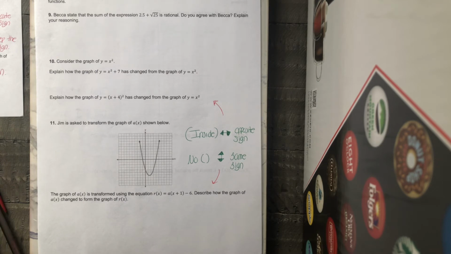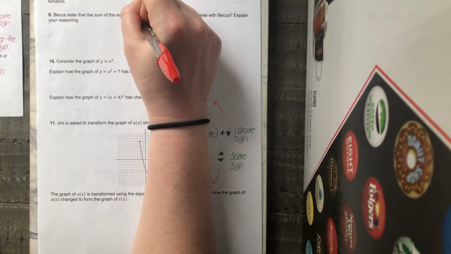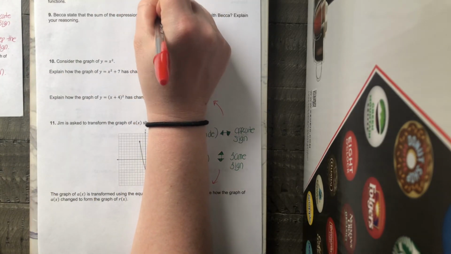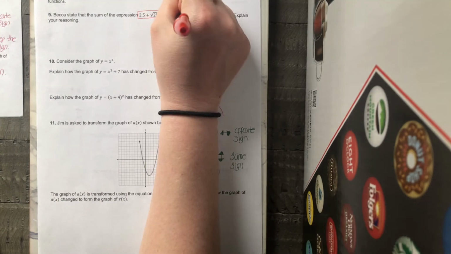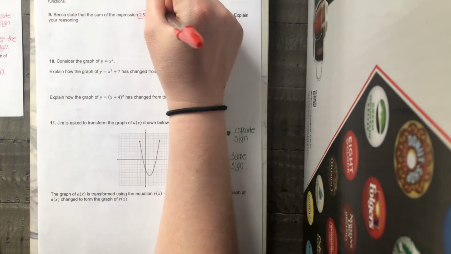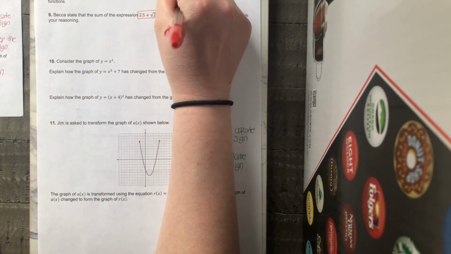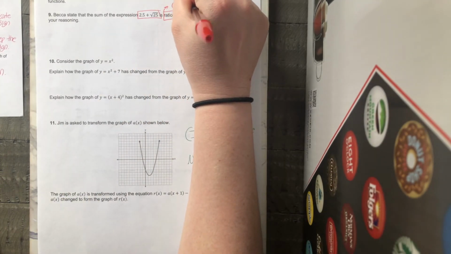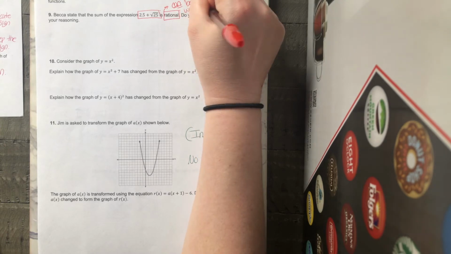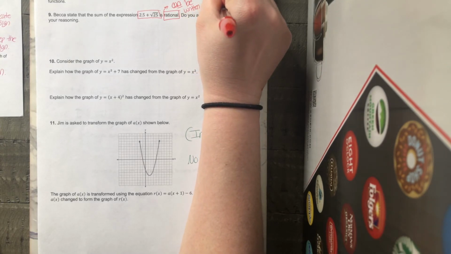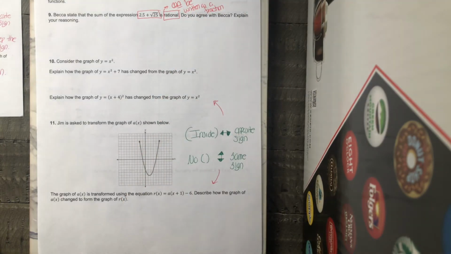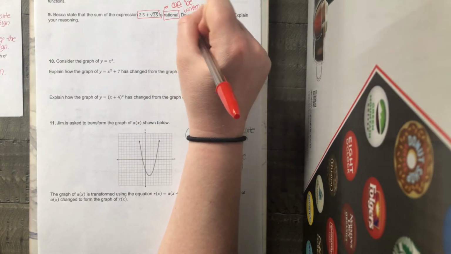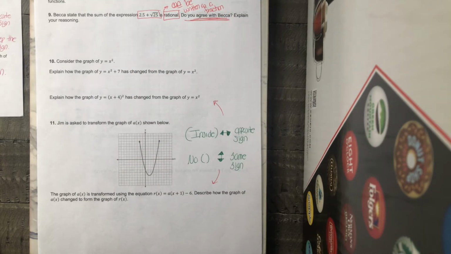Do you agree with Becca? Explain. Okay, so she's saying that this expression is going to be rational. Another example of rational means it can be written as a fraction. And then something so important, boys and girls: the question says, do you agree with Becca?